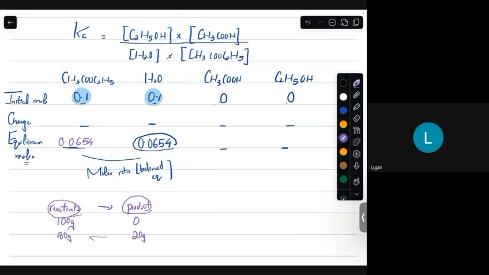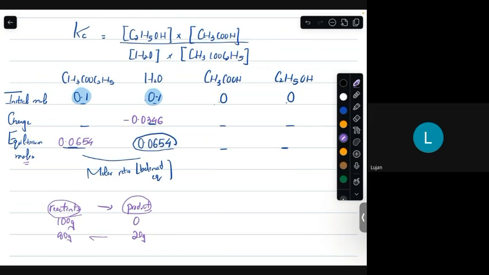So now tell me, these are the reactants. What is going to happen here? Is the amount of reactant going to decrease or is it going to increase? It's going to decrease. Yes, so you would have to find the difference. What's the difference between 0.1 and 0.0654? 0.0346. So it means 0.0346 of the water moles have been reduced.